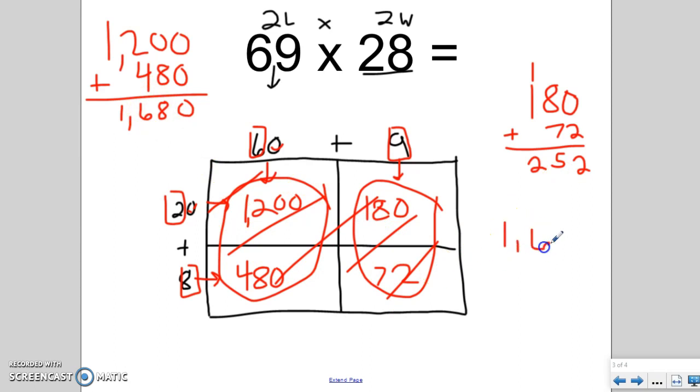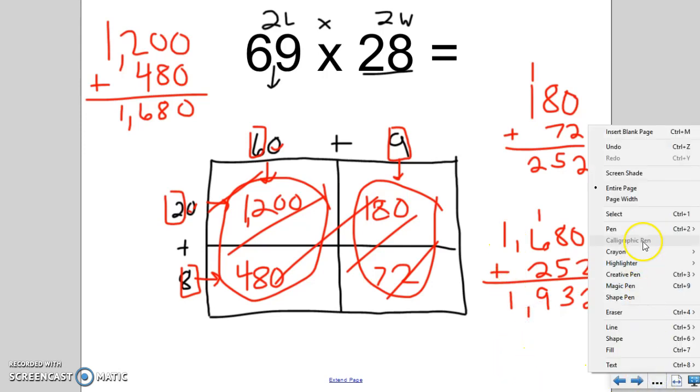So I get 1,680. And I'm going to add 252. Add those guys together. 0 plus 2 is 2. 8 plus 5 is 13. Carry the 1. 1 plus 6 is 7. Plus 2 is 9. And 1 plus nothing is just 1.